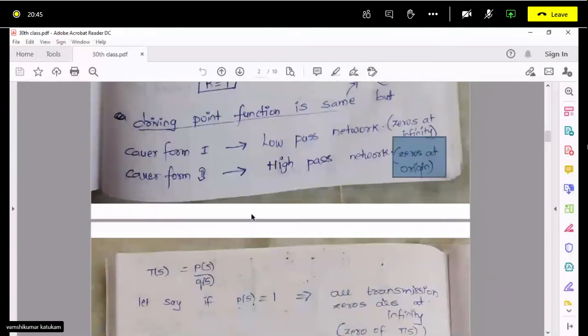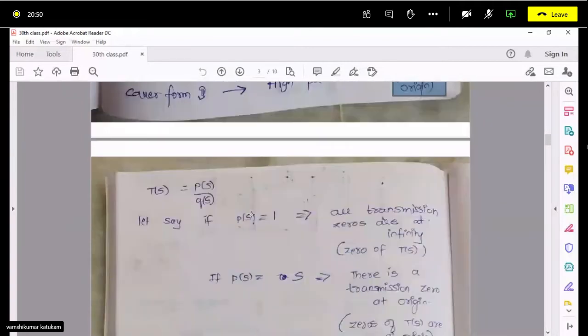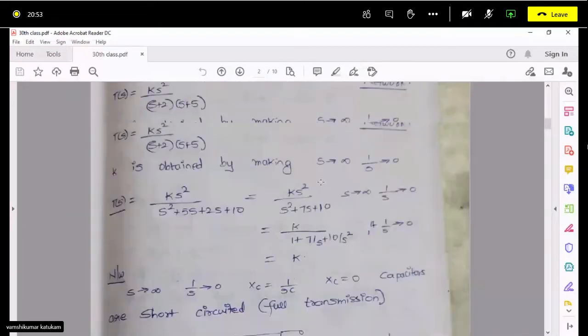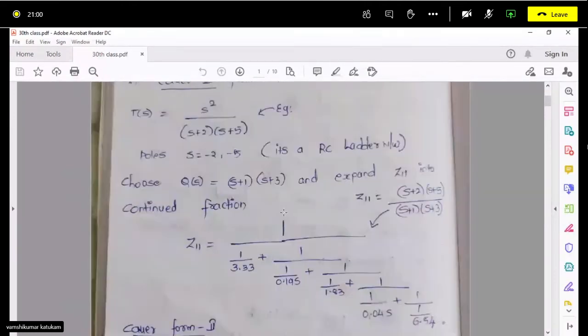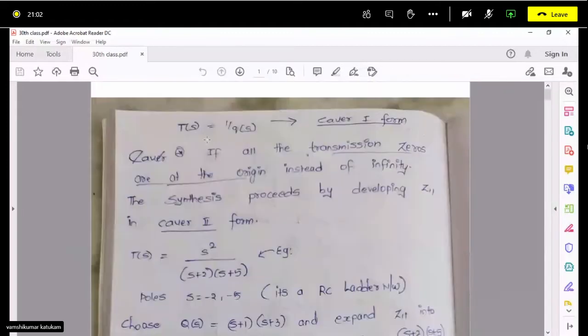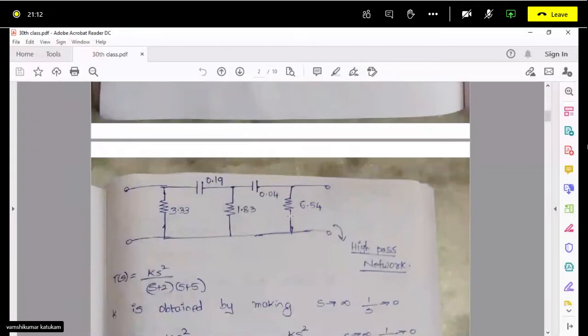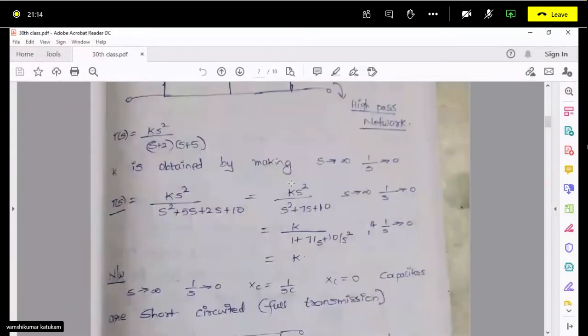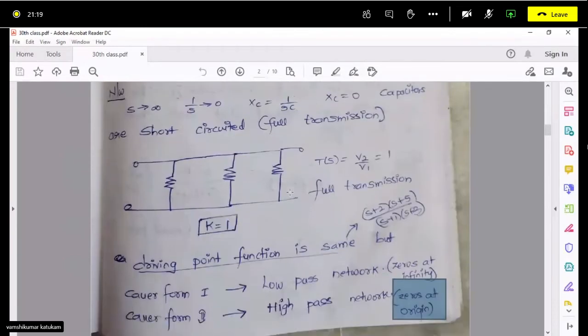Now let us go to the next thing. You can remember it this way: in a high pass filter you have resistors in parallel, and in a low pass filter, as in the previous class, capacitors will be in parallel. That means you are taking the output across the capacitor, it is a low pass filter. If you are taking the output across the resistor, it is a high pass filter. So two forms we have seen.